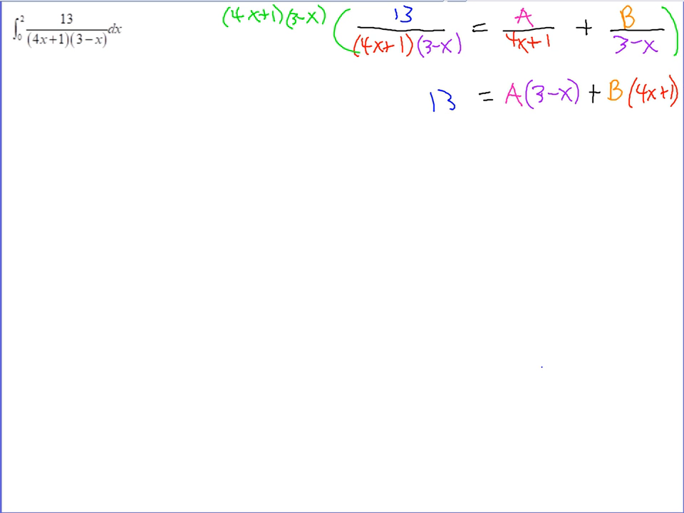And again, to solve this, we choose our x's strategically to help us solve for A and B. So first, to wipe out the A's, set that equal to 0, let x equal 3. So 13, there's nothing to substitute in on the left side, equals A times 3 minus 3, plus B times 4 times 3 plus 1.